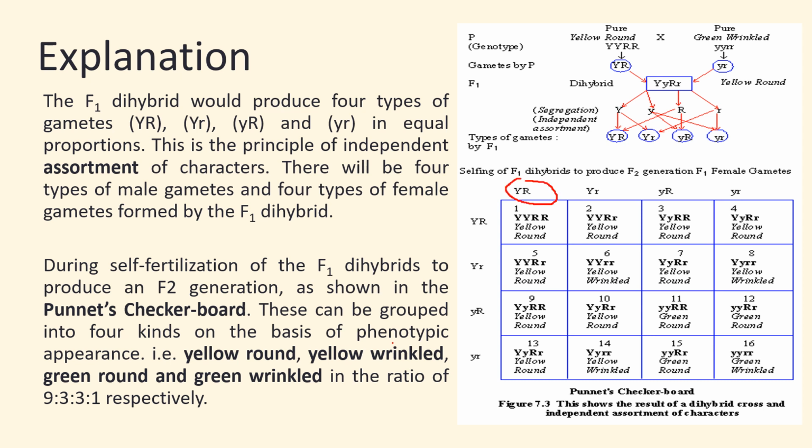Y R, Y r, y R, and y r, in equal proportions. When these gametes mate randomly, they produce these offspring. This is the principle of independent assortment of characters.